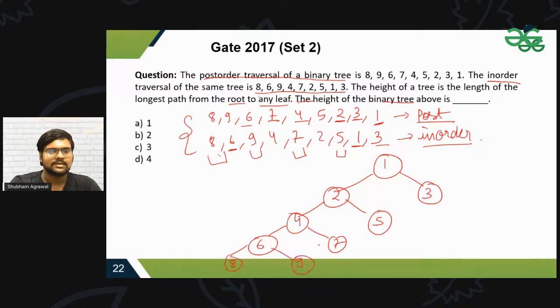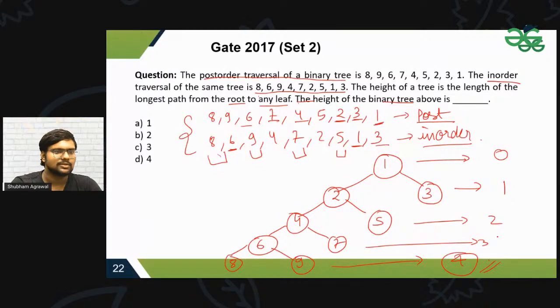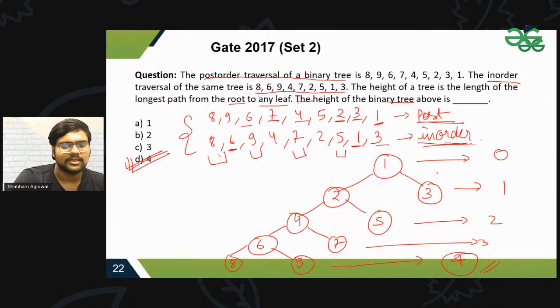So as you can see here, it is 0th level, first, second, third, and it is 4th level. So here the height of our tree is 4. So the correct answer is 4. Okay, so we have constructed our tree with the help of post order and in order traversal. Okay, now let's do one more question.